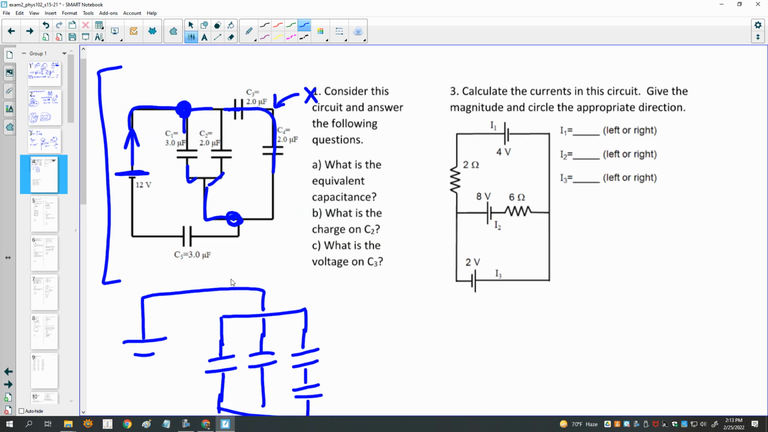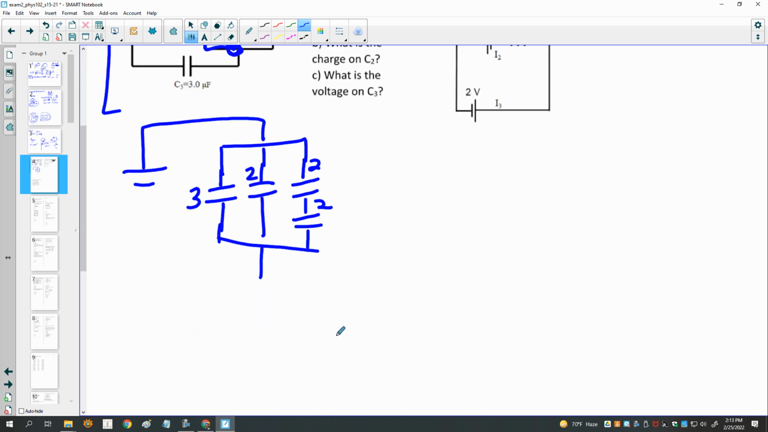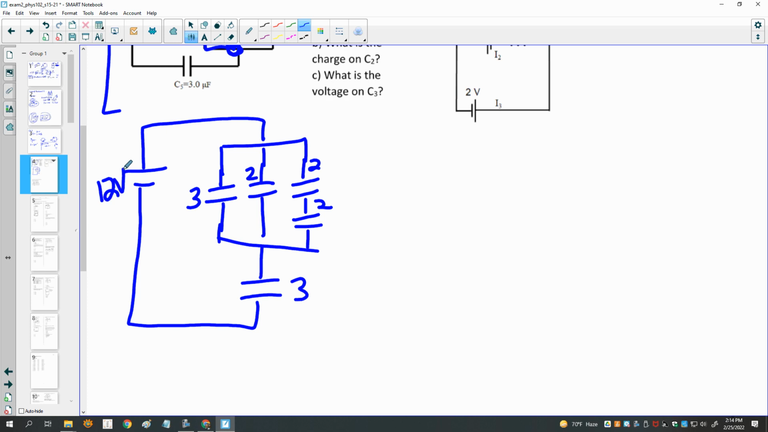Let me put in these values. I have 3, 2, and then 2 and 2. Those are all the capacitances. And then I have another one that is 3 microfarads, and then I go back to my battery, and my battery was what, 12 volts. Okay, now that I've done that, I've done most of the problem. And that's probably the hardest part of the problem for most of you.